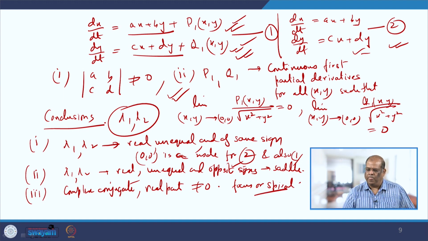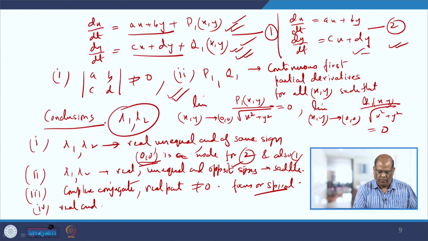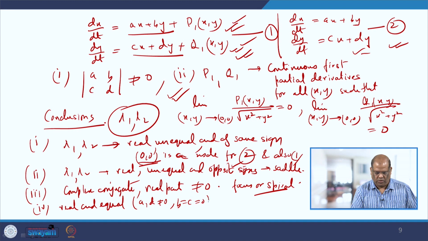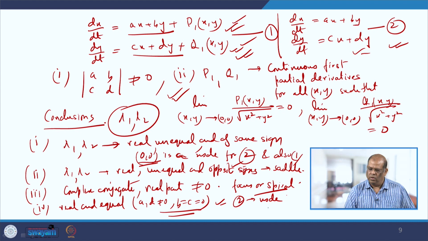So, if system 2 shows that it is a spiral or a focus, then system 1 will also have a spiral or a focus at the equilibrium point (0, 0). If the roots are real and equal, with a = d not equal to 0 and b = c = 0, this one is a bit conditional, so you have to remember it: if your system 2 is a node, your system 1 will also be a node.